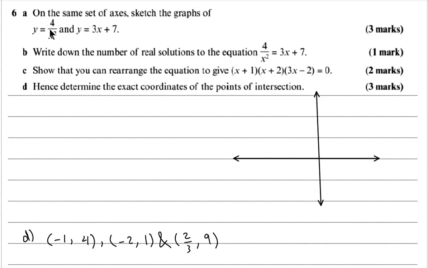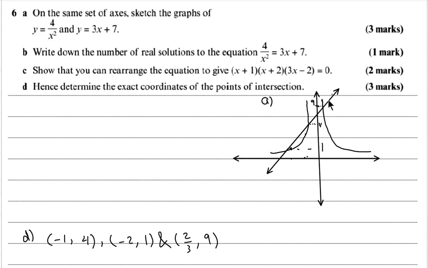For the first curve, since we have 4 positive over x squared, power 2, we have 2 branches in the second and in the first quadrant, okay, like this. To sketch the linear equation, we can put x equals -2 to get 1, okay, and also -1 to have 4, like this. And also we have 2 over 3, less than 1 here, and 9. So we can draw the following line. This is 9, and this is 4, and this is 1.